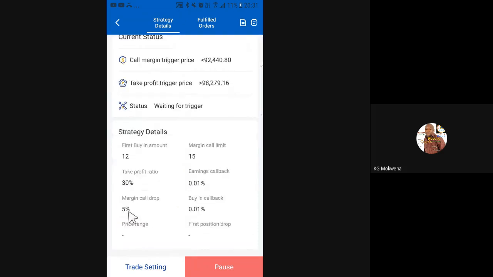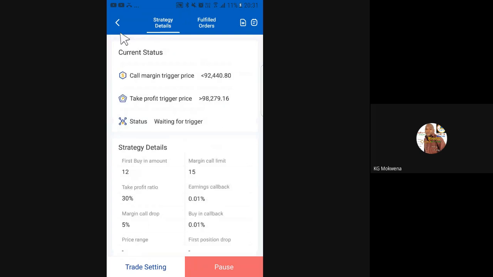You see, margin call drop here, business partners, is 5%, and this 5% shows us that, as per the current status, it's going to be at around that price of $92,440 and 80 cents. So that margin call trigger price means the asset Bitcoin will have to be trading at that particular price of $92,440 and 80 cents for this call to be entered into the market by the robot, for the robot to work inside your exchange to buy another quantity of the same crypto asset you are trading. In this case, it's Bitcoin.